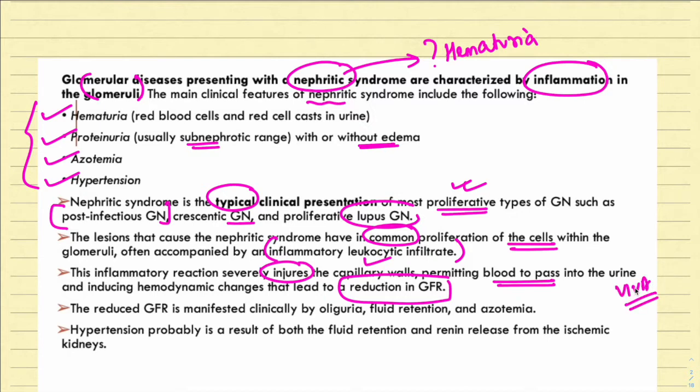Also, the second important feature in nephritic syndrome is a classical reduction in the glomerular filtration rate. Very important. The reduced GFR is manifested clinically by oliguria, fluid retention, and azotemia. Now, hypertension is probably a result of both the fluid retention as well as renin release from the ischemic kidney. So if you are asked the cause of hypertension in nephritic syndrome, you have to say it is because of fluid retention and renin release from the ischemic kidneys.